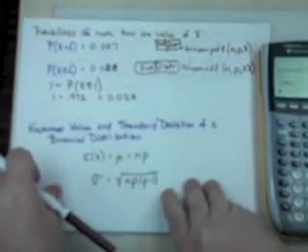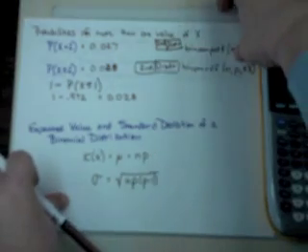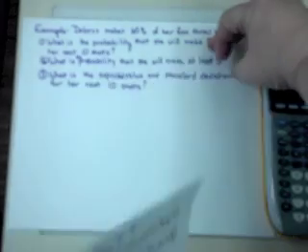Okay, so I have one more example for us. Dolores makes 65% of her free-throw shots. What is the probability that she will make 7 out of her next 10 shots? What is the probability that she will make at least 5? And what is the expected value and standard deviation for her next 10 shots? So let's do one at a time.